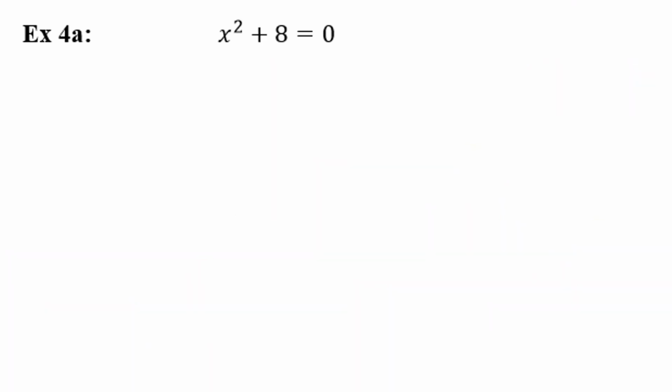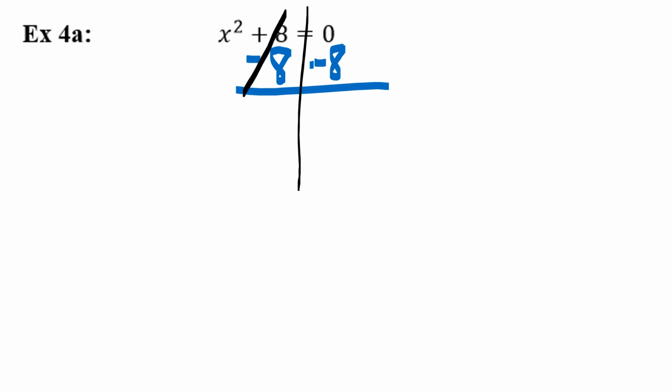Example 4a, x squared plus 8 equals 0. Okay, so again, drop our line down the middle. We're going to add or subtract, so we're going to get rid of the positive 8 by subtracting 8 from both sides. On my left, that'll cancel. We can bring down x squared. On the right, 0 minus 8 will give us a negative 8.